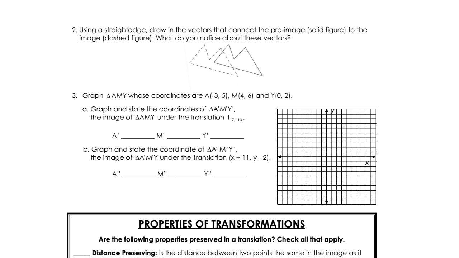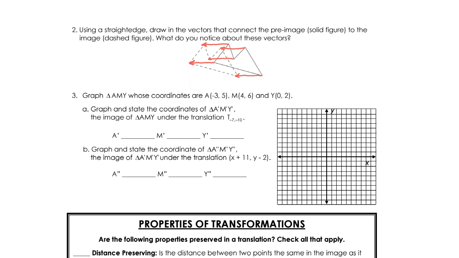So we're going to go ahead and take a solid figure vertex here, and connect it to its corresponding point that it would go to in the dashed or the image figure. Okay, this point up here, go here, and it would slide in that direction. This point here would go here and slide in that direction. This point here would go to here and slide in that direction. And this point here would go here and slide in that direction.